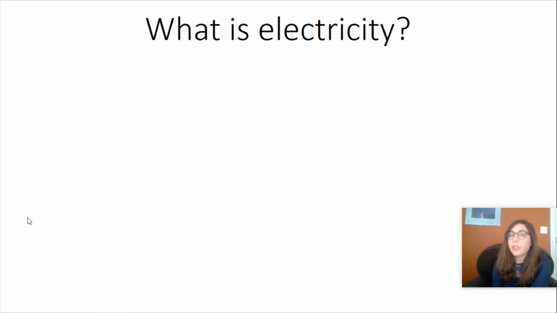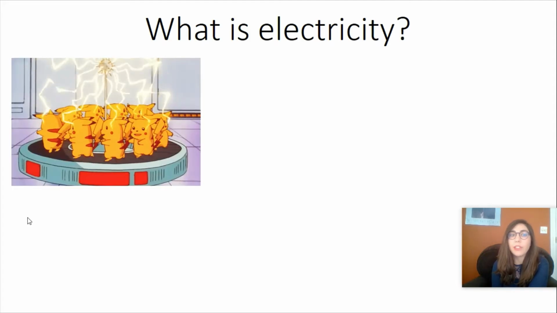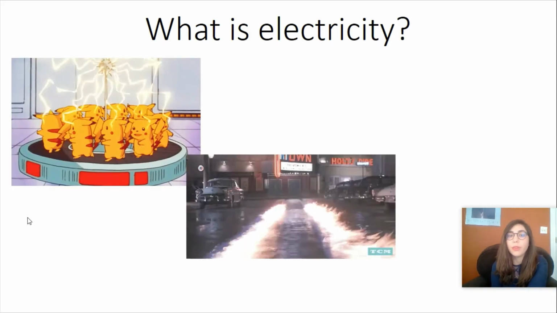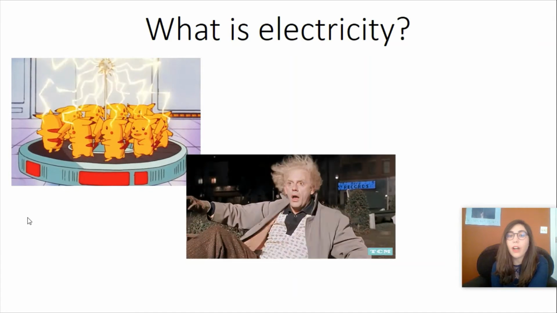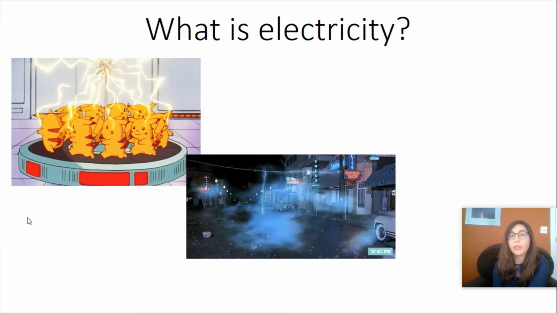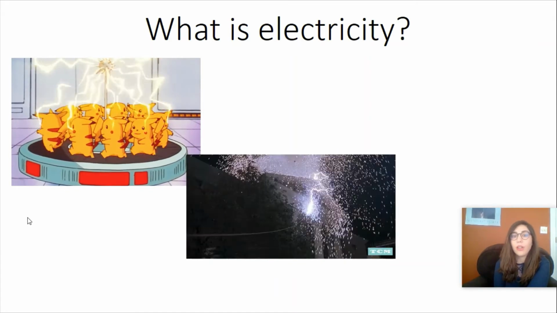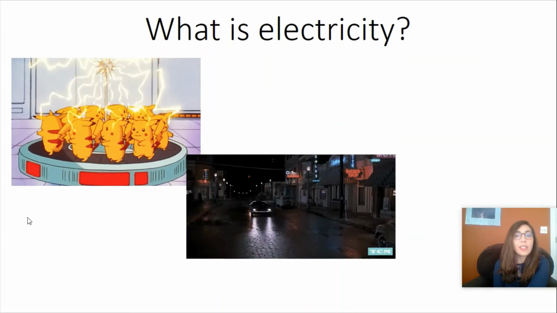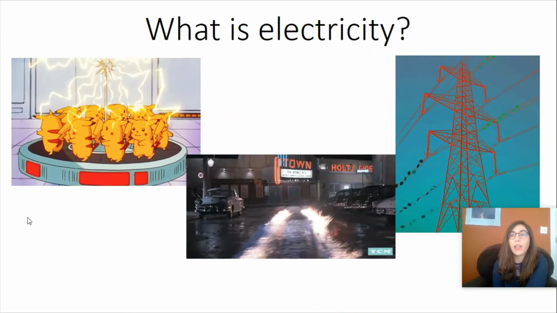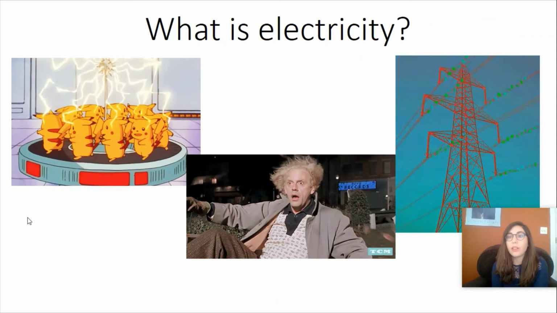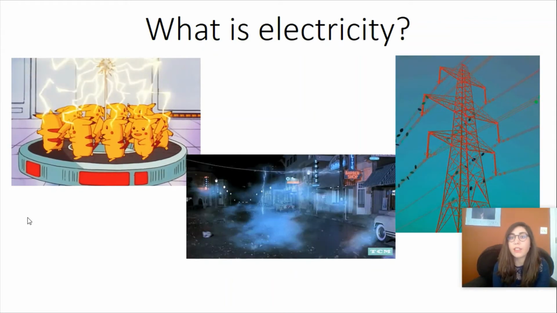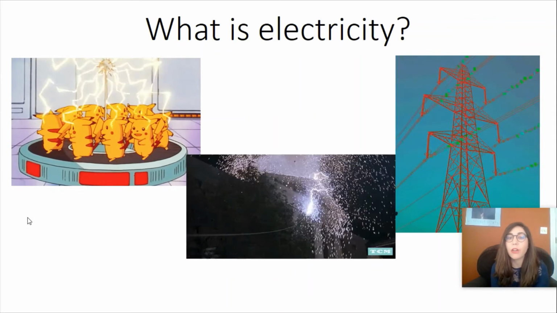So today is our introduction to electricity. So what is electricity? What do you think of when you hear the word electricity? Some things I think of are Pikachu. I think of the car in Back to the Future. If you haven't seen that movie, it's a good one. And I think of the electricity that is delivered to power our homes.